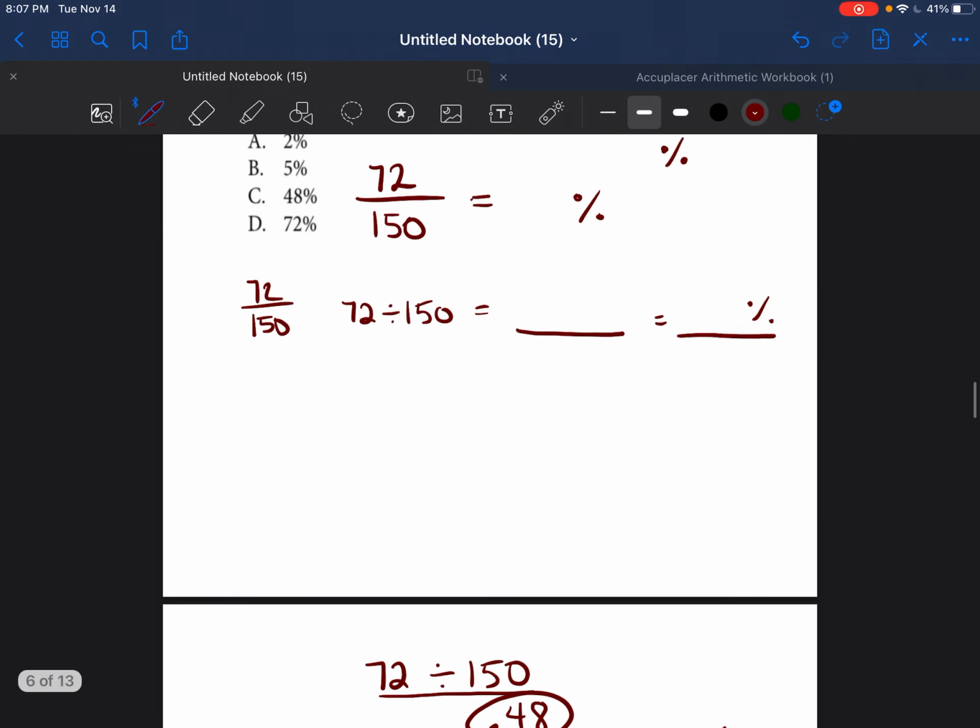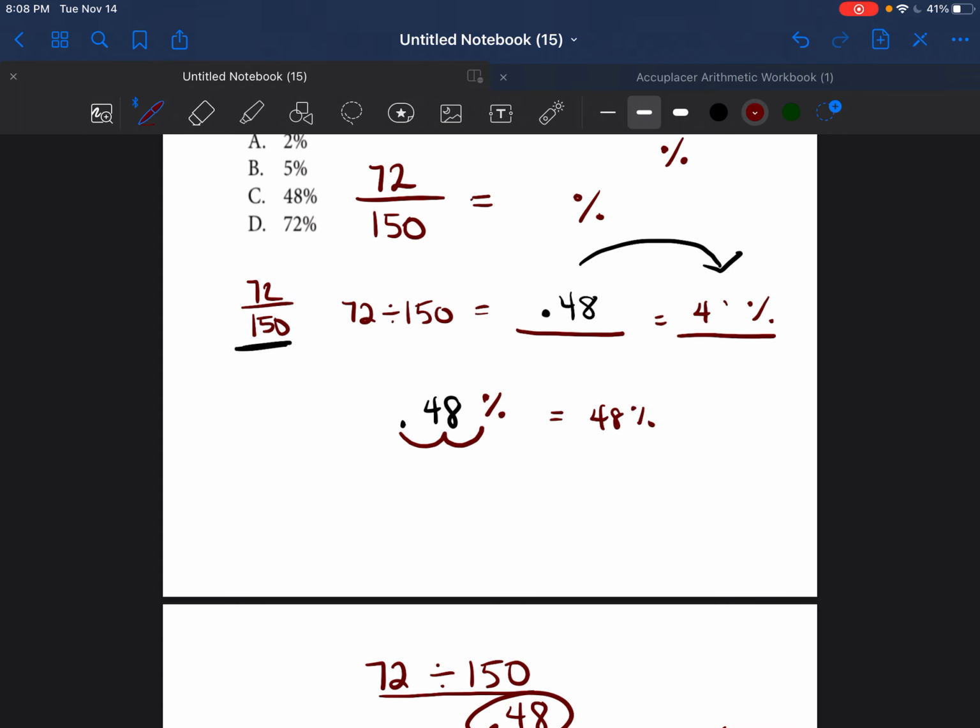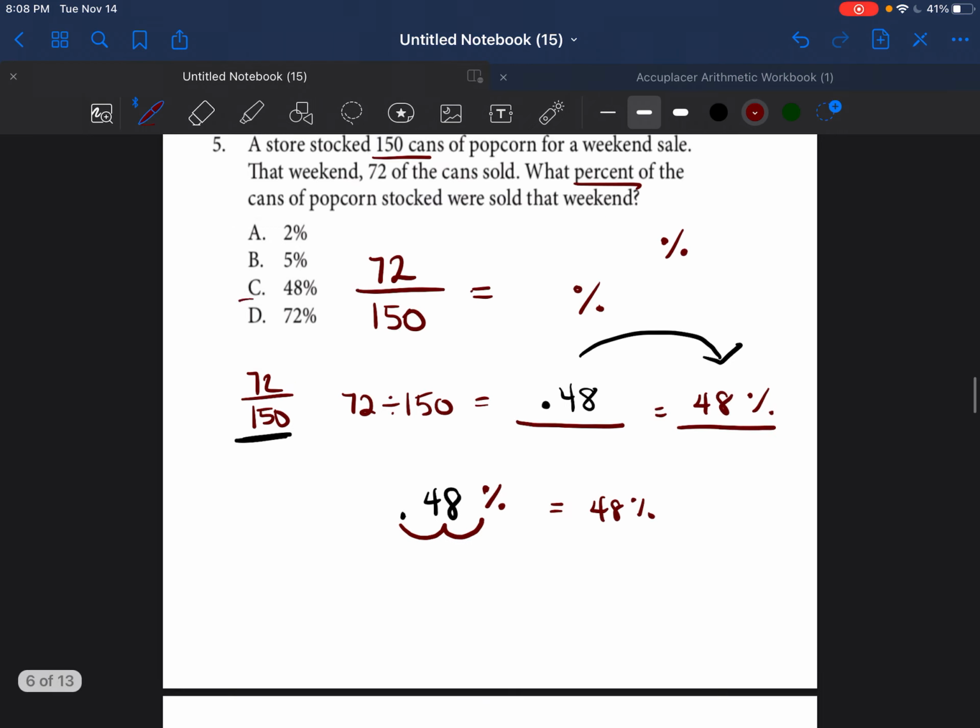So we're going to go back up here. Remember, if we can turn this fraction into a decimal, which we just did, 0.48, then we can now turn this decimal into a percentage. How do we change that decimal into a percentage? Well, to change a decimal into a percentage, you just move the decimal place over twice. 1, 2, and then place the percent sign there. So 0.48 would be 48%. So our answer would be 48%.